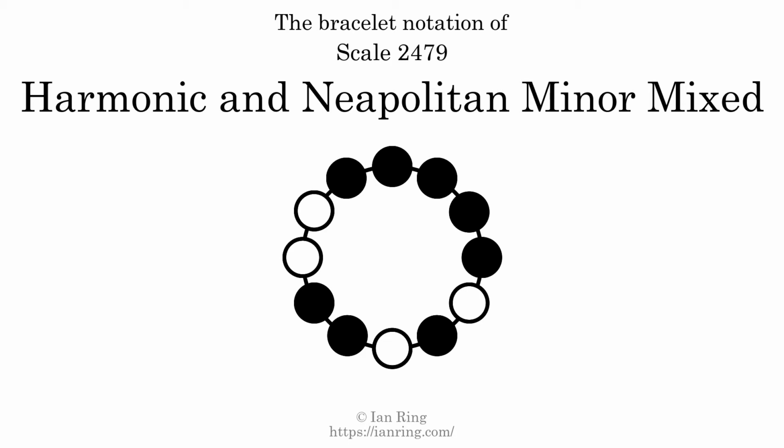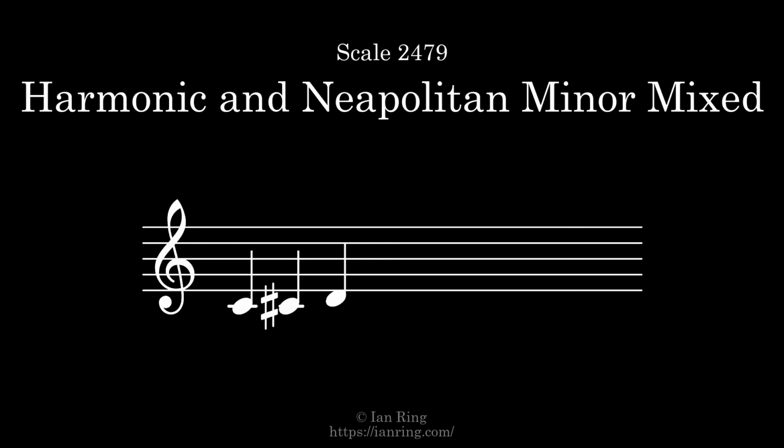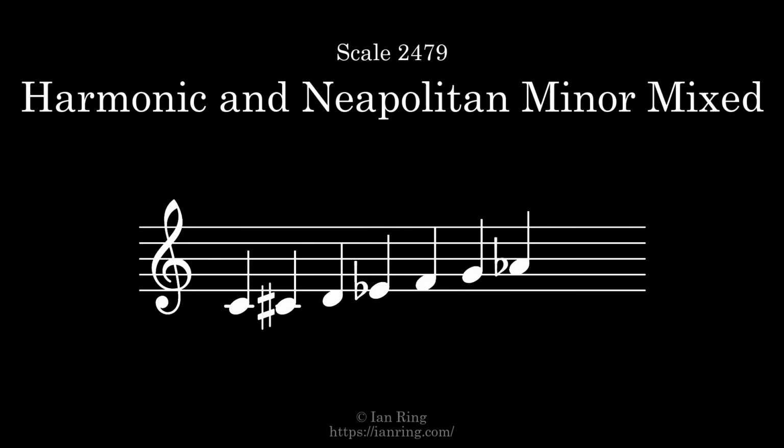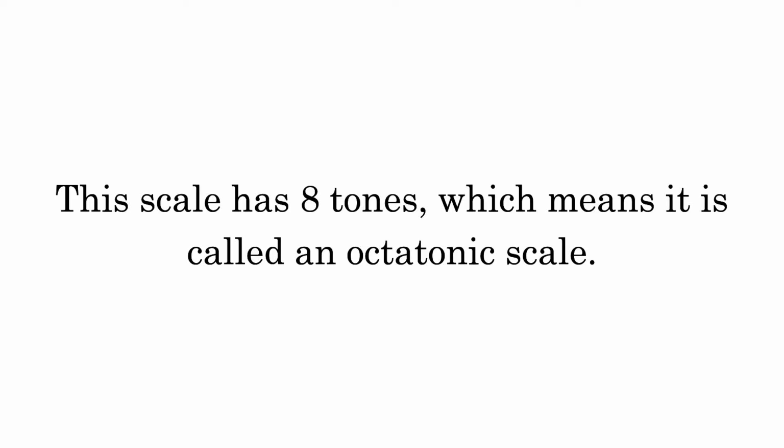2479, Harmonic and Neapolitan minor mixed, which sounds like this. This scale has 8 tones, which means it is called an octatonic scale.